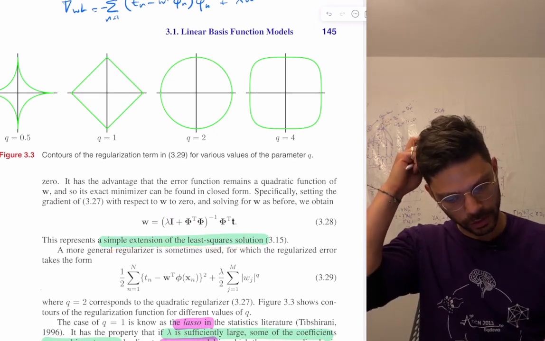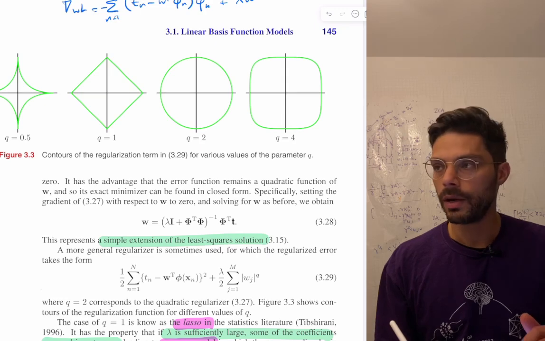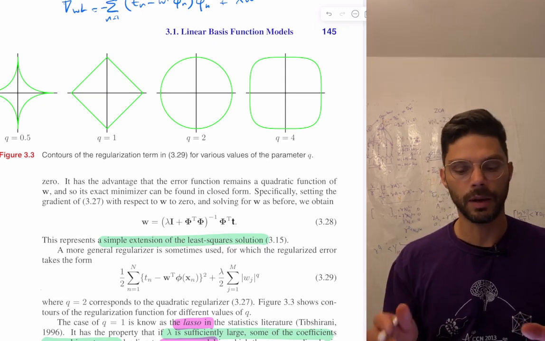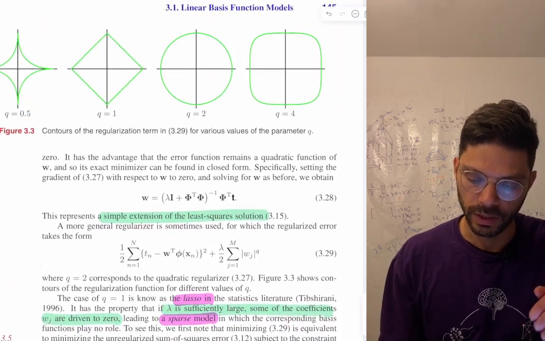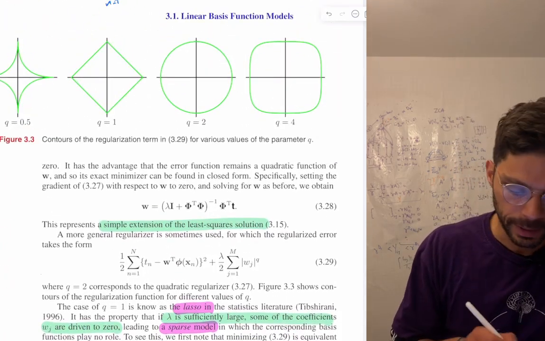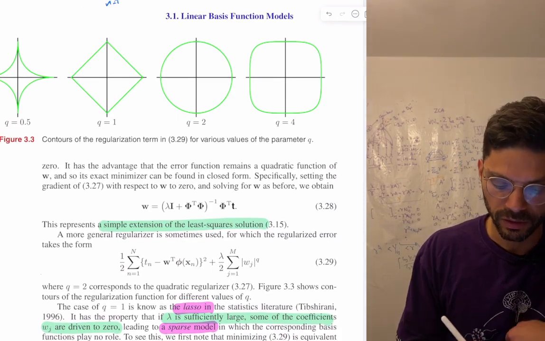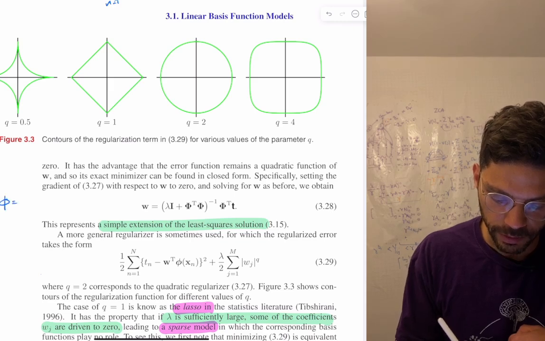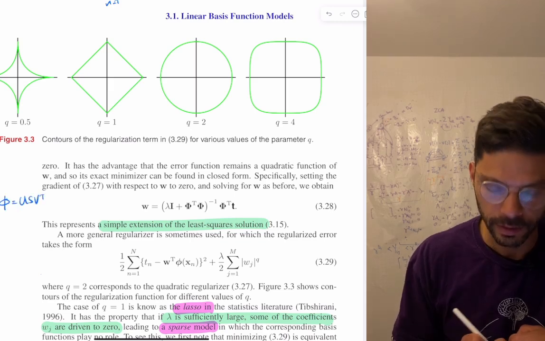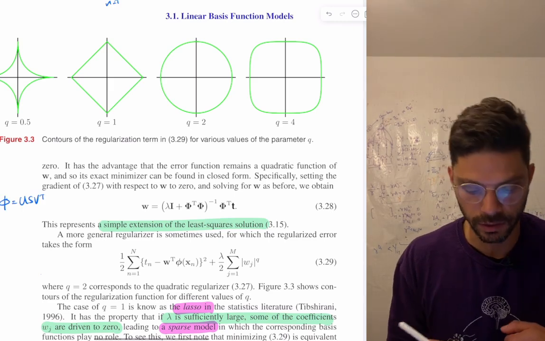Okay, so now we can actually use SVD, singular value decomposition, to see what the shrinkage is all about. So let's do that. Let me make sure you guys can see. Okay, so suppose that phi looks like that. So it has an SVD that looks like this.